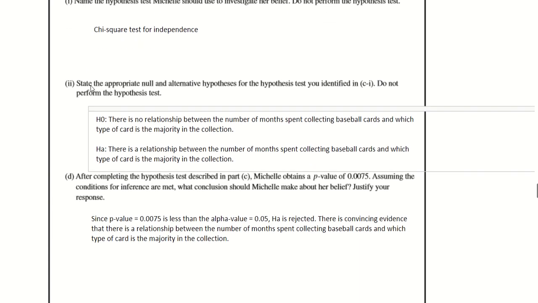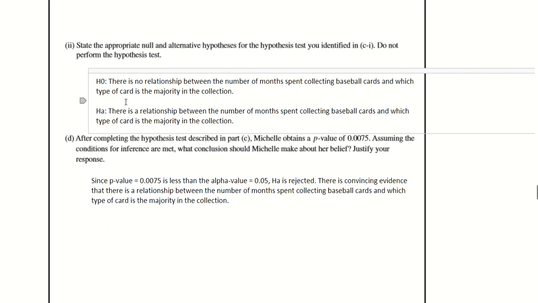And we're going to state our hypothesis here. Our null hypothesis is that there is no relationship between the number of months spent collecting baseball cards and which type of card is the majority in the collection. The alternate hypothesis is that there is a relationship between the number of months spent collecting baseball cards and which type of card is the majority in the collection.